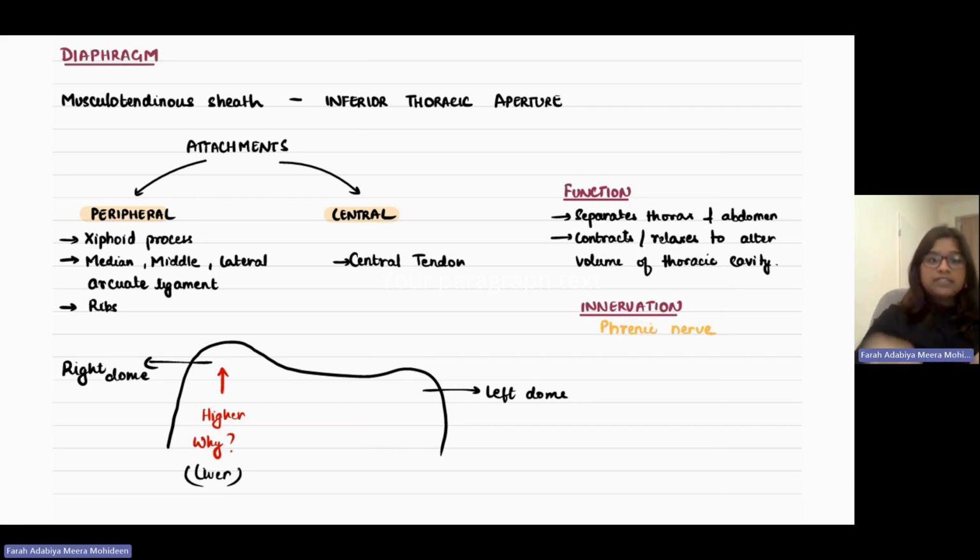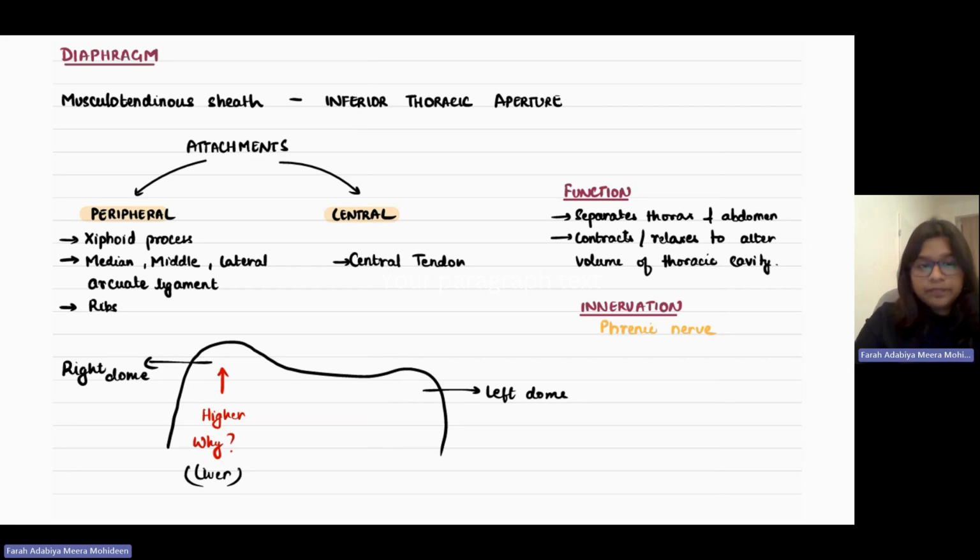Now the attachments, the diaphragm is attached all over. You have a central attachment, which is the central tendon, the tough part. And then you have it attached to the periphery. You have the xiphoid process of your sternum. Then you have the arcuate ligaments and the ribs. Together they make the diaphragm, right? We'll talk about the attachments in the diagram in the next slide. So the innervation of the diaphragm is by the phrenic nerve.